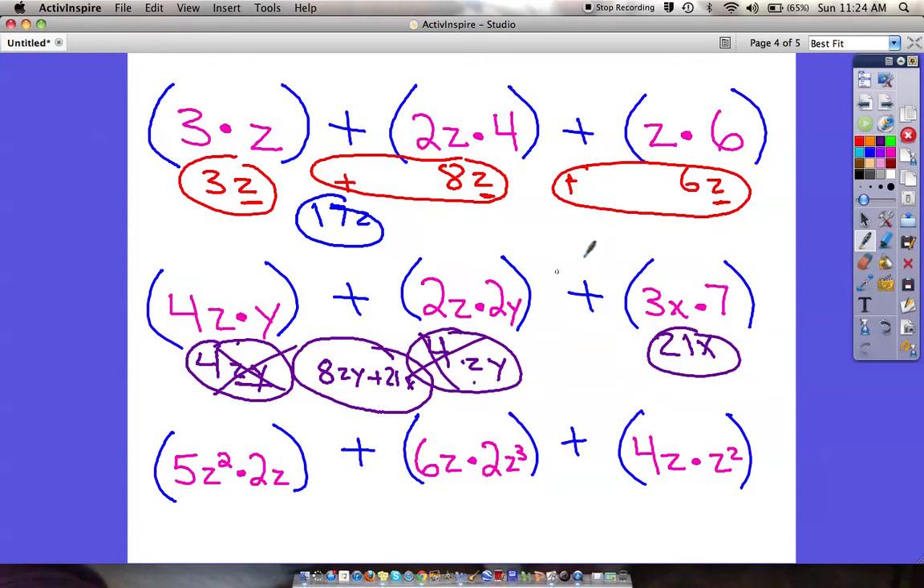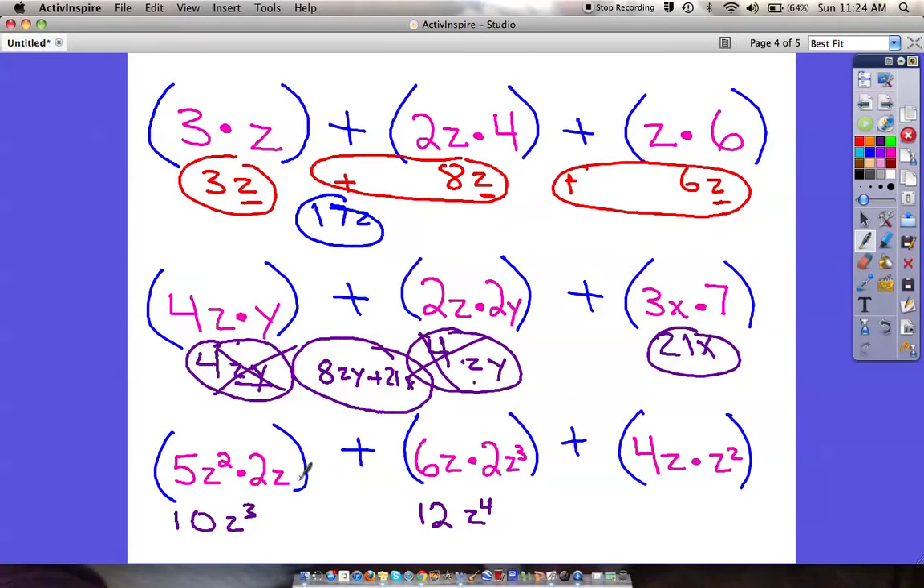And then when I come down here to the last one, 5z to the second times 2z. That's going to be 10z to the 3rd power, because if I expanded that out, that would be z times z times z, which would be z to the 3rd power. When I come over here, I've got 6z times 2z to the third. So that's going to be 12z to the 1, 2, 3, fourth power.